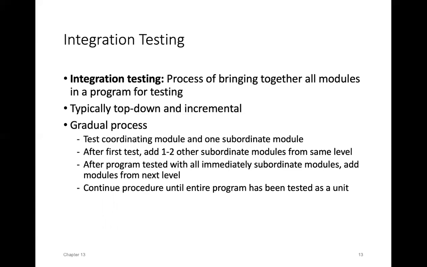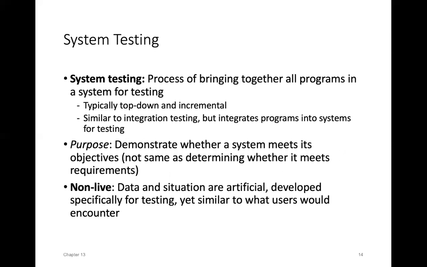And then we might have a whole program, and then we can sign off on a program in and of itself. But then we might have to go to system testing. So the whole system, we might have multiple programs. So system testing is this process of bringing together all the programs in a system for testing. And again, typically top down and incremental. Okay, and again, it's very similar to integration testing at the module level, but integrates programs into systems processes. It's just the next level up.